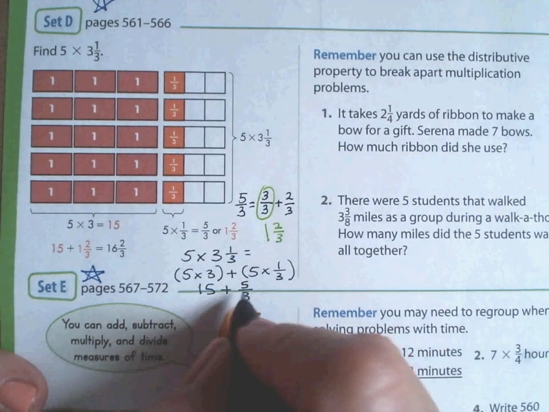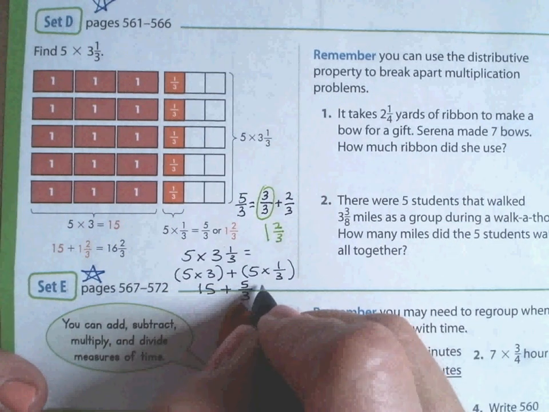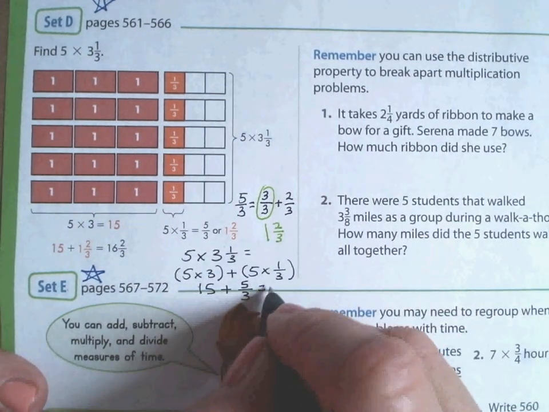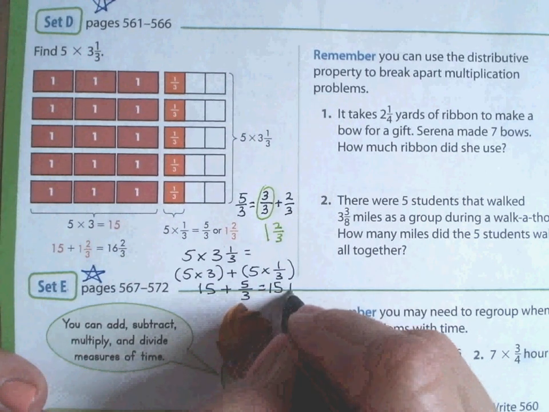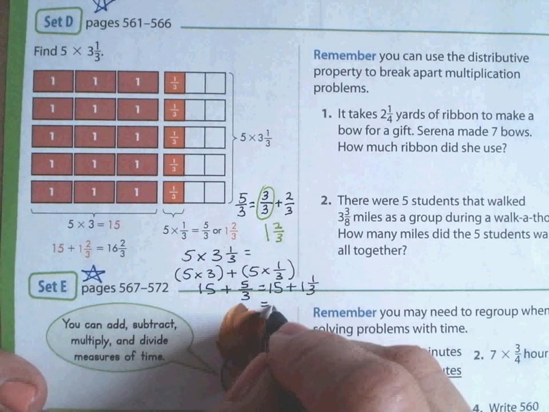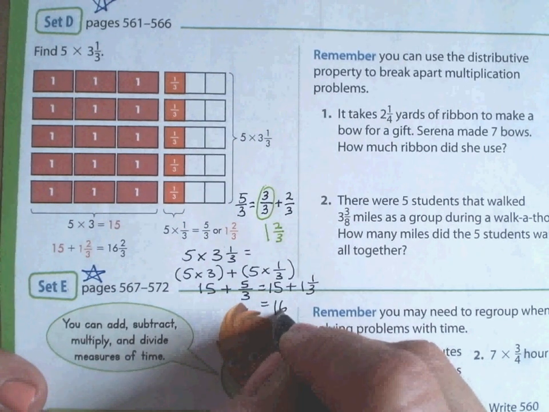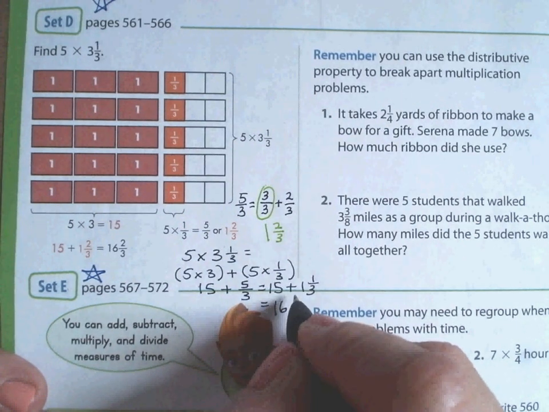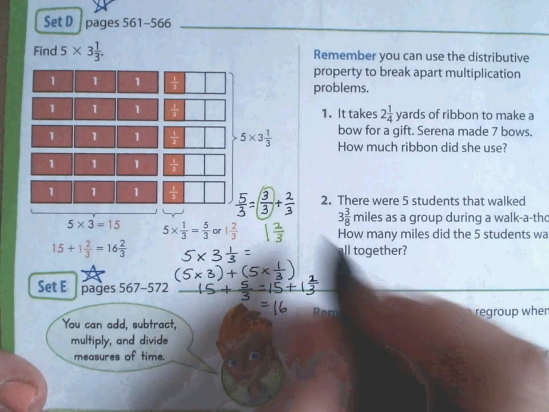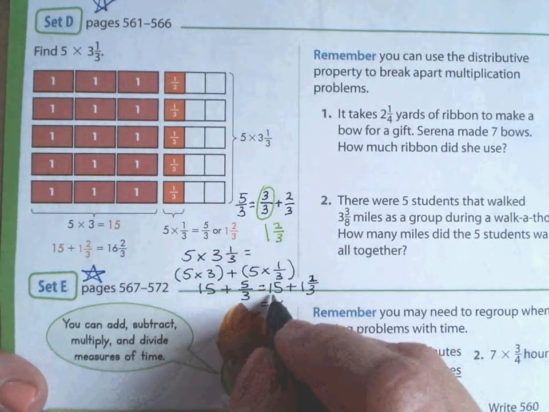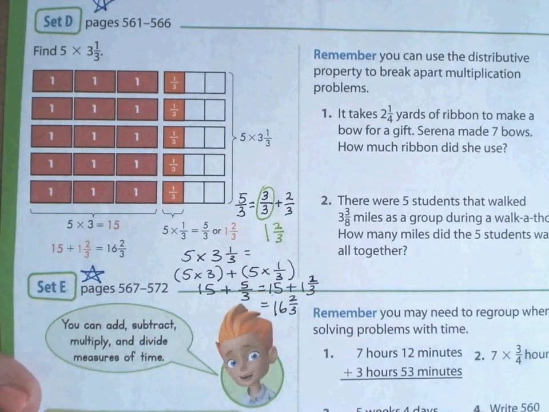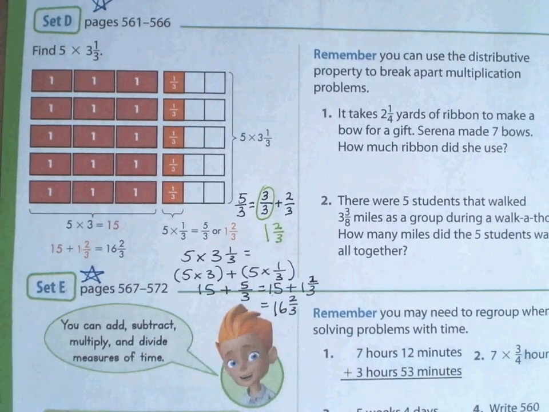So 15 plus 5/3 is the same thing as 15 plus 1 2/3. I'm sorry, it's the same as 1 2/3. My fault. So that would be the same. 15 plus 1 is 16, and 2/3 I just put next to it.